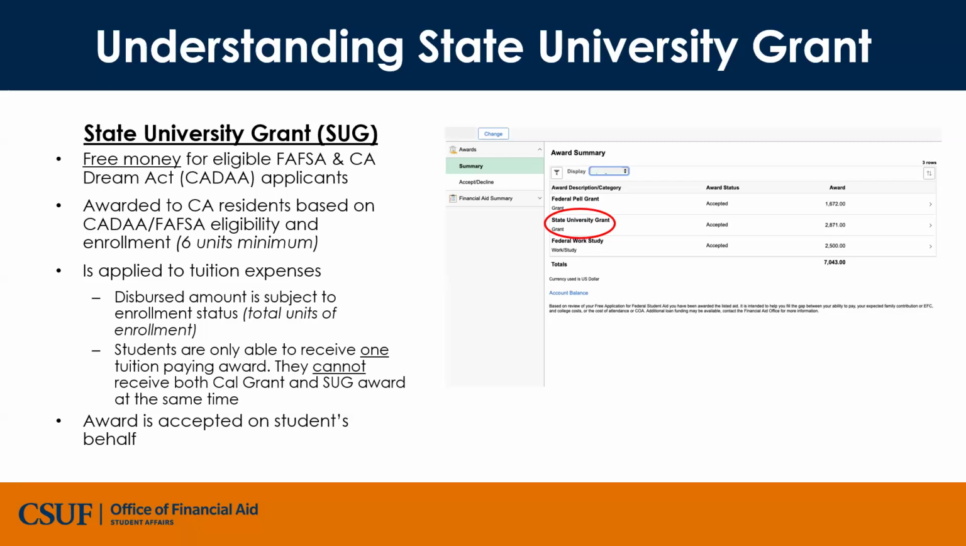The State University Grant disbursed amount is subject to enrollment status. It depends on the total units enrolled. Students are only eligible to receive one tuition-paying award. They cannot receive both a Cal Grant and a State University Grant at the same time. The award is accepted on the student's behalf.